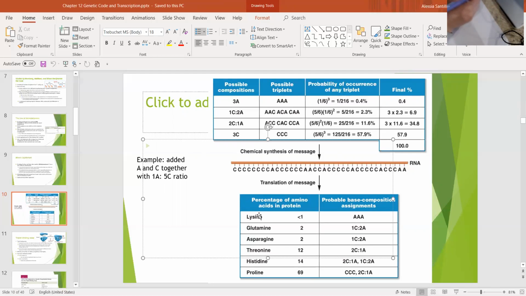Okay, so we know that there's a 1 in 6 chance. So there's 1 adenine to every 5 cytosines. I'm getting so many emails, I'm sorry.